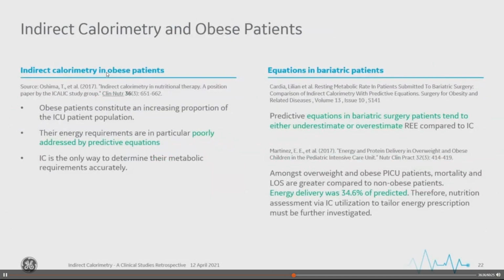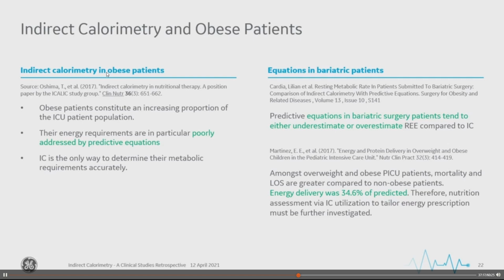For the sake of brevity, I'll migrate over into talking about obesity. I mentioned before that obese patients have a tendency to have lower resting energy expenditure compared to non-obese patients. So if you use predictive equations that have been based upon normal body weight individuals, clearly there's a risk that you are going to overshoot their caloric needs in that patient population. And Oshima once again touted that these predictive equations are just not that good for the obese patient population.